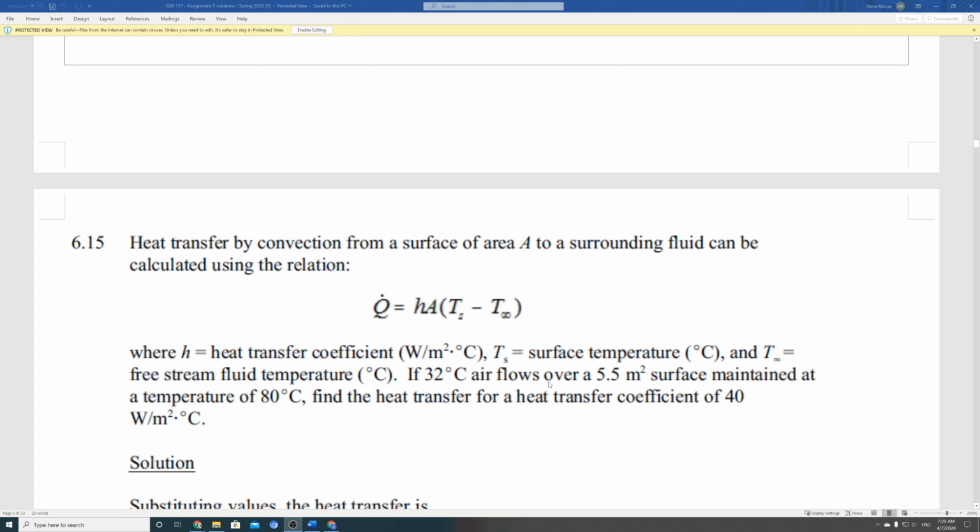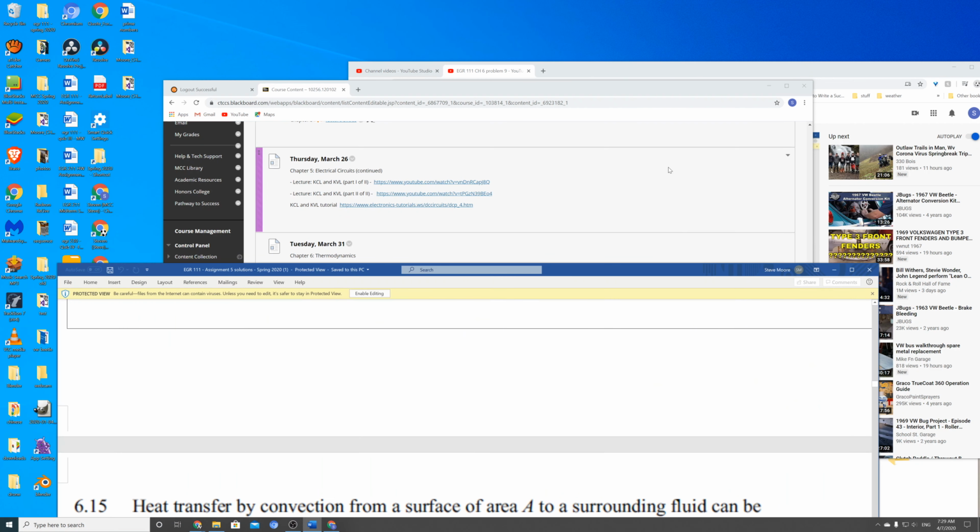In this case, that's the temperature that's defined. But it's really the difference between these two that tells you. If the difference is larger, you're going to have more heat transfer. That's something we're going to look at a little bit later in the chapter.